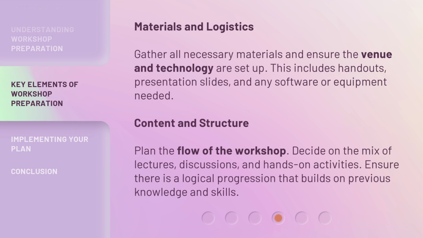Materials and logistics. Gather all necessary materials and ensure the venue and technology are set up. This includes handouts, presentation slides, and any software or equipment needed. Content and structure. Plan the flow of the workshop. Decide on the mix of lectures, discussions, and hands-on activities. Ensure there is a logical progression that builds on previous knowledge and skills.